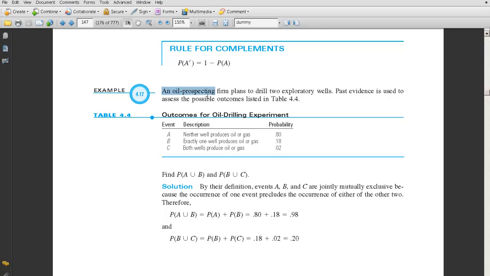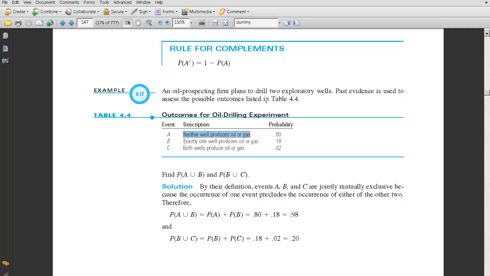An oil prospecting firm plans to drill 2 exploratory wells. So they're going to drill 2 wells looking for oil. Past evidence is used to assess the possible outcomes. So they have 3 events listed here. A, neither well produces oil or gas. So that's one possibility, that nothing good happens. B, exactly 1 well produces oil or gas.